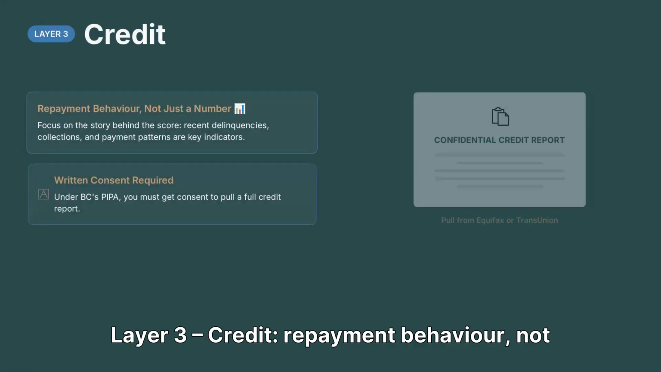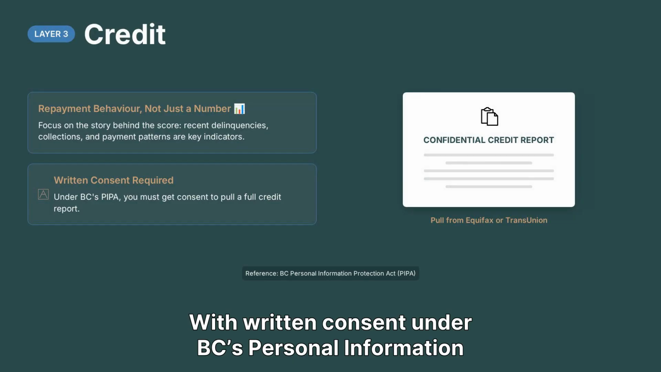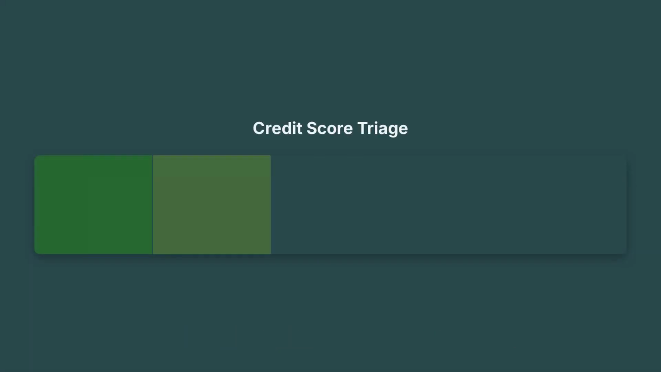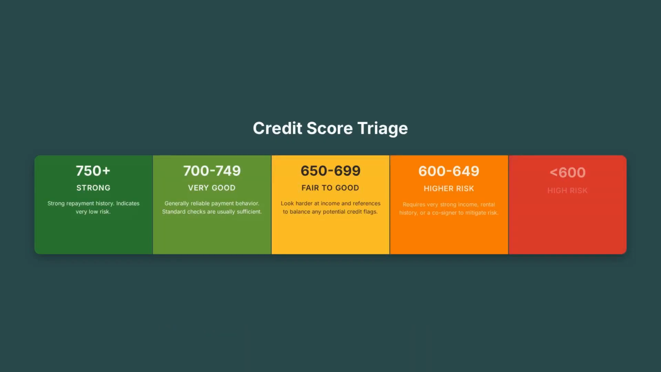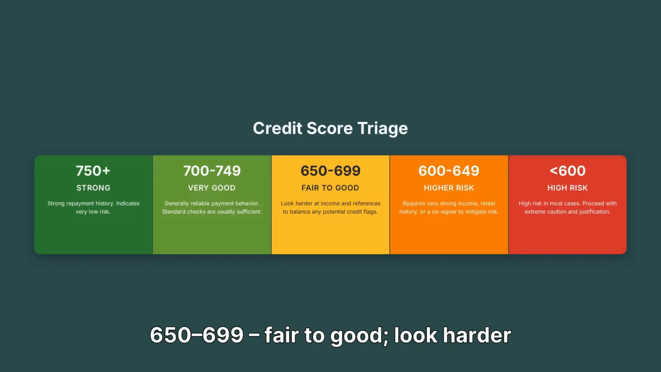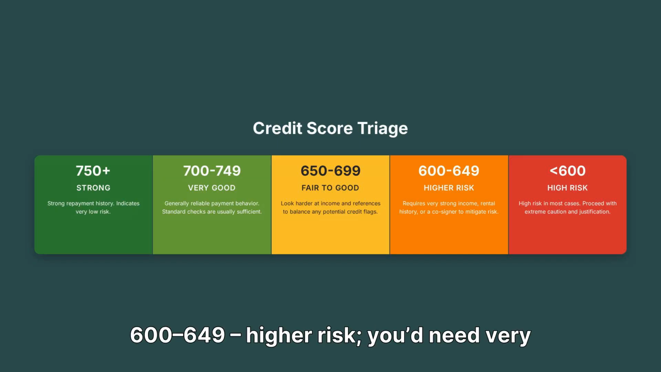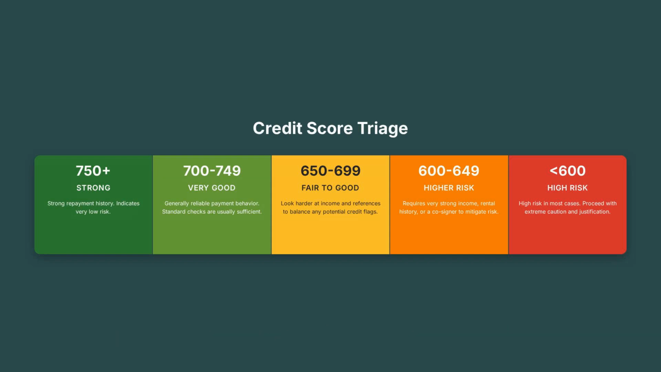Layer 3, credit. Repayment behavior, not just one number. With written consent under BC's Personal Information Protection Act, you pull a full report from Equifax or TransUnion. Don't reduce the decision to a score, but use ranges as a quick triage. 750 plus, strong repayment history. 700 to 749, very good. 650 to 699, fair to good. Look harder at income and references. 600 to 649, higher risk. You'd need very strong income and rental history, maybe a cosigner. Under 600, high risk in most cases.